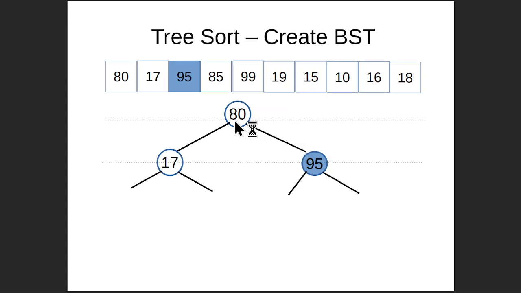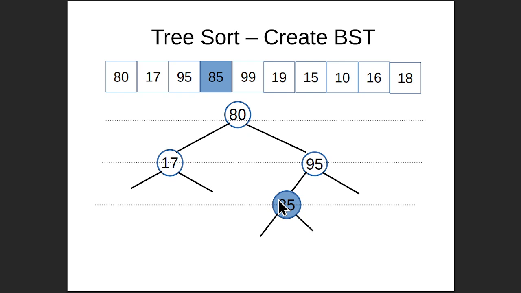Now we are trying to insert 95. Starting at the root, 95 is greater than 80, so it will be inserted as a right child of 80. The next number, 85, is greater than 80, but it is less than 95, so it will be inserted as a left child of 95. 99 is greater than 80 and greater than 95, so it will be inserted as a right child of 95.